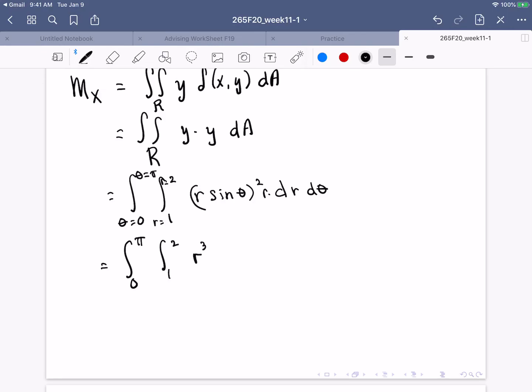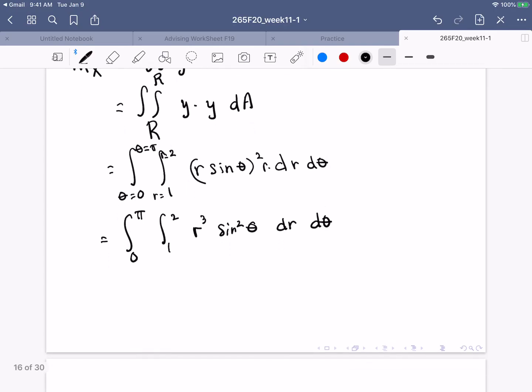I've got r cubed times sine squared of theta. Because my bounds for r do not depend on theta at all, I can go ahead and separate the integral. So I've got the integral from 0 to pi of sine squared of theta d theta times the integral from 1 to 2 of r cubed dr.